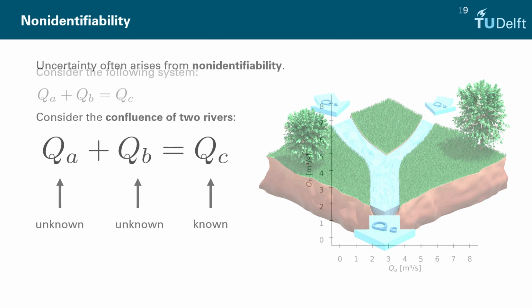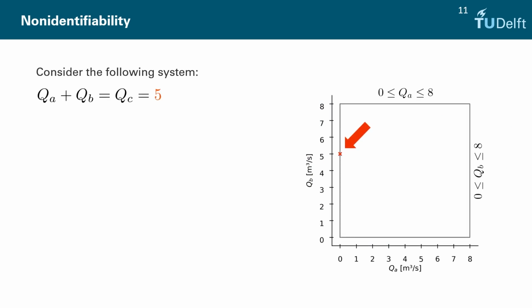For instance, if we know that the combined outflow carries 5 cubic meters per second, then a valid solution would be that one river carries nothing and the other river carries everything. But likewise, a combination of 1 and 4 cubic meters per second, or 2 and 3, or 3 and 2, or 4 and 1, or 5 and 0, would all be equally valid solutions to fit the data we have.